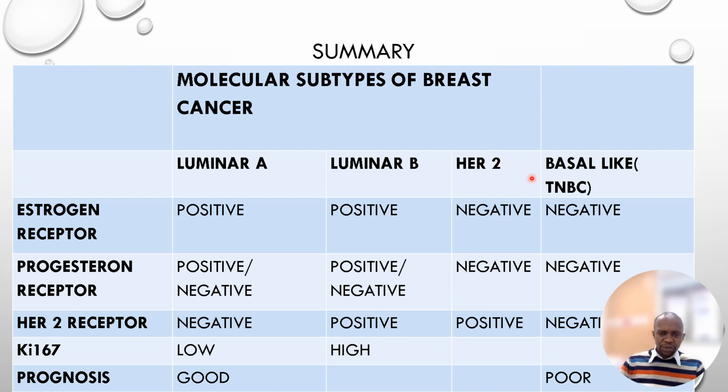When you go to HER2 type of breast cancer, estrogen and progesterone are negative, but the HER2 receptors are present. The last one is the basal-like, the triple negative breast cancer. Triple negative means that all the receptors are not present, and that's why we normally say it has poor prognosis.